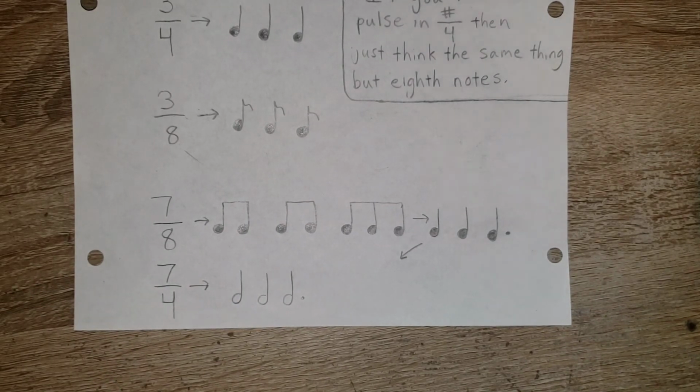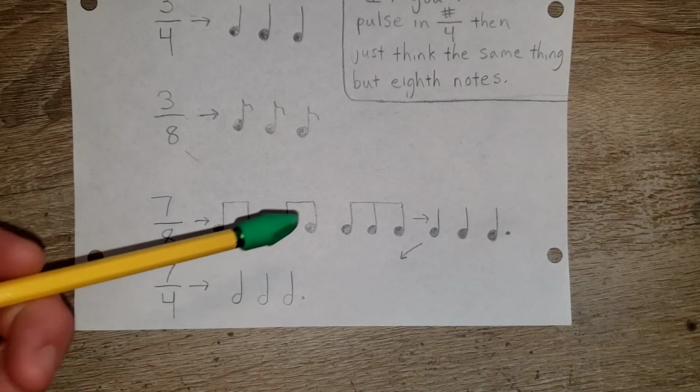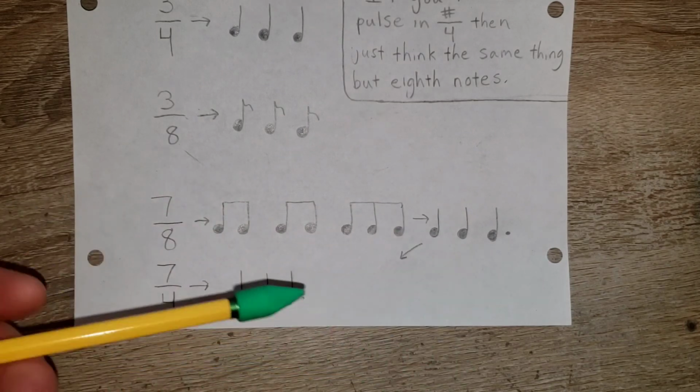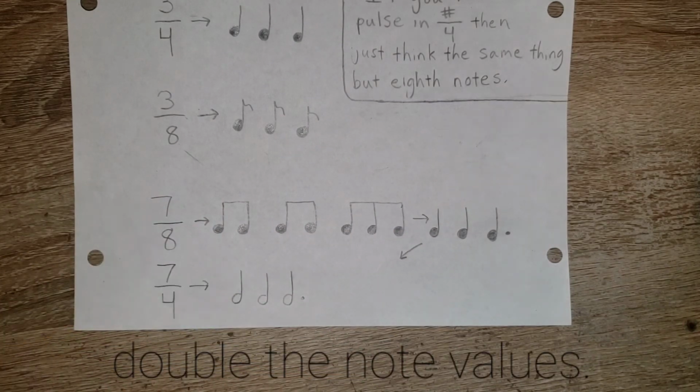What's the difference between an eighth note and a quarter note? Well, a quarter note is double an eighth note. So let's take this pulse and just double it. Okay, now we have this pulse. That's all you have to do.